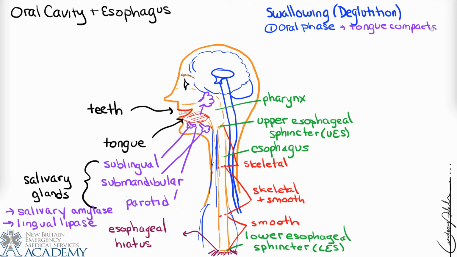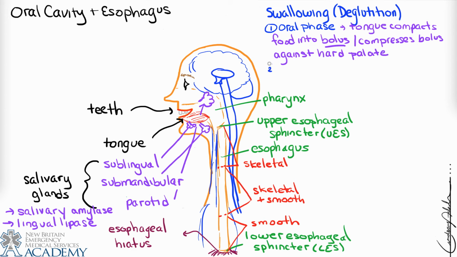So first we have the oral phase, and this includes the tongue compacting the food into a bolus, so just kind of like a tight ball of food, and it compresses that bolus against the hard palate. Now, this is what will cause the transition to the pharyngeal phase. There are actually sensory receptors, and if that food bolus travels back just a little bit from the hard palate to the pharynx, the sensory receptors in the pharynx will recognize that there's food that's ready to be swallowed, and it will trigger the swallowing reflex.